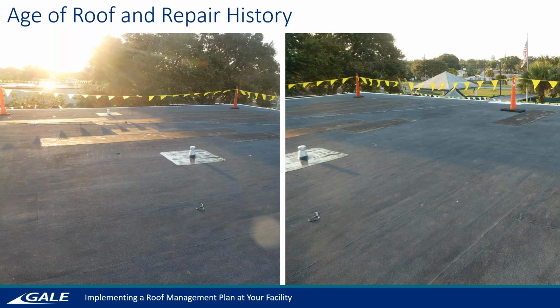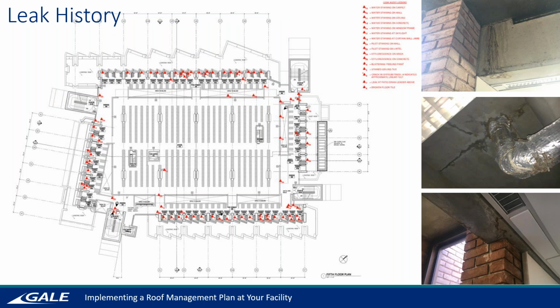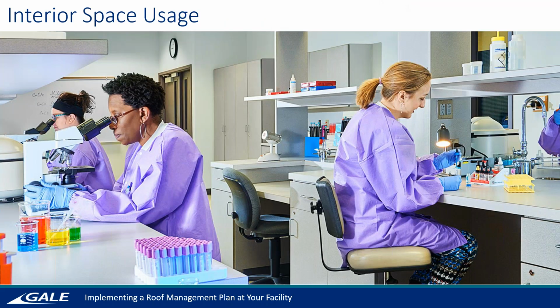Here's an aged roof with a lot of repair history. In this case, they were repairing so many blisters that you might as well just replace the roof. Leak history at this library, the complete perimeter is leaking there. So how good are those books if the people can't come in and actually study? Interior space usage, again, is it a laboratory or is it a maintenance closet? What type of equipment are you using in there?